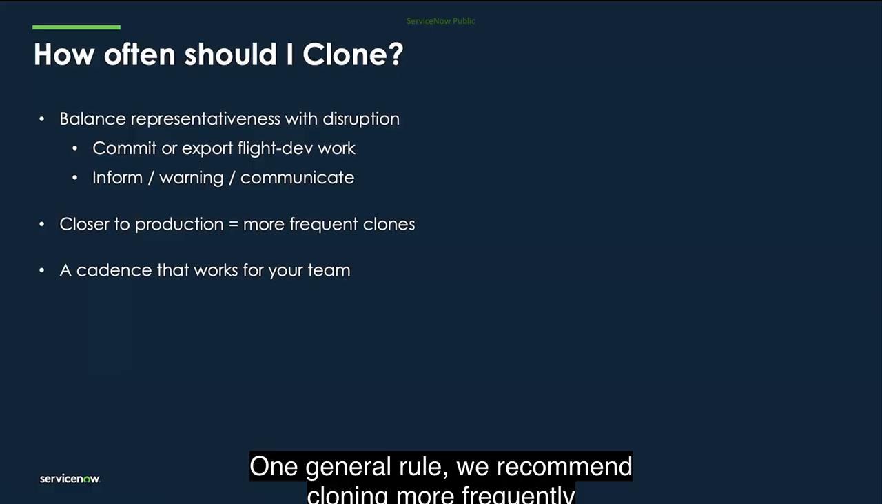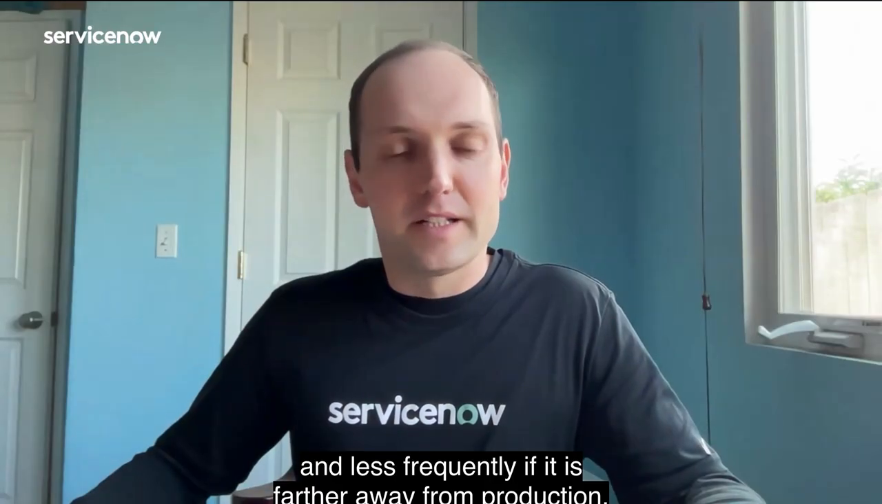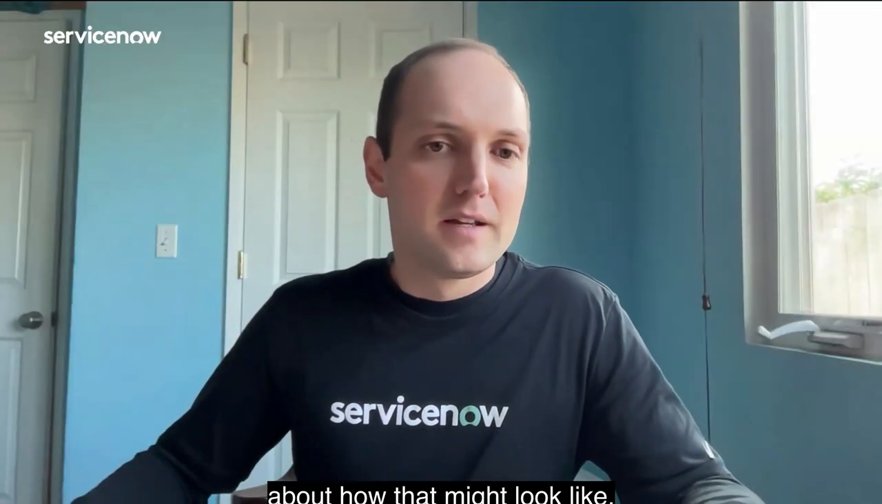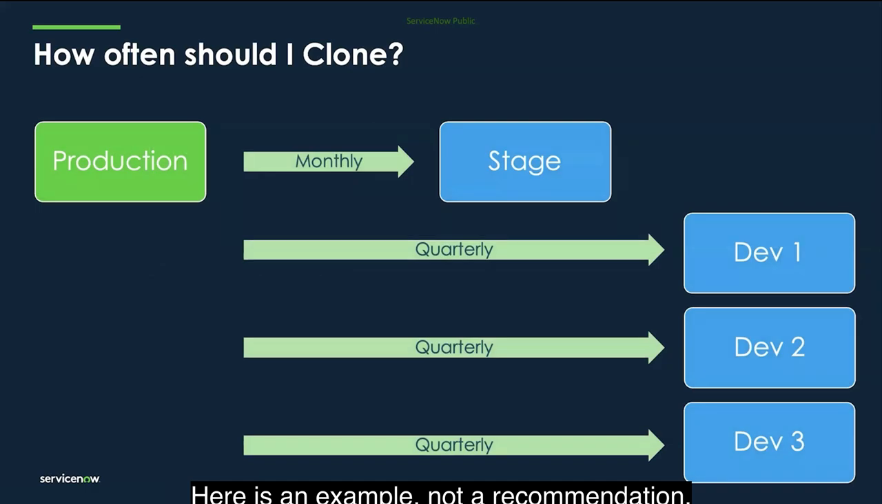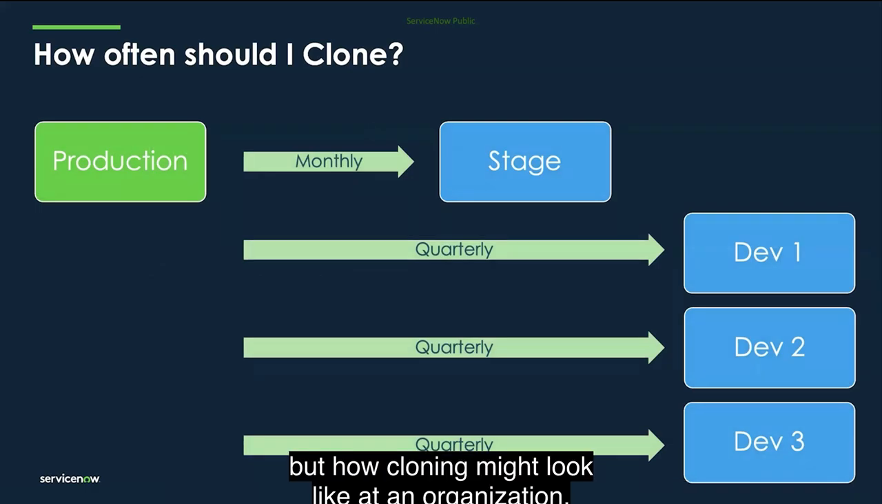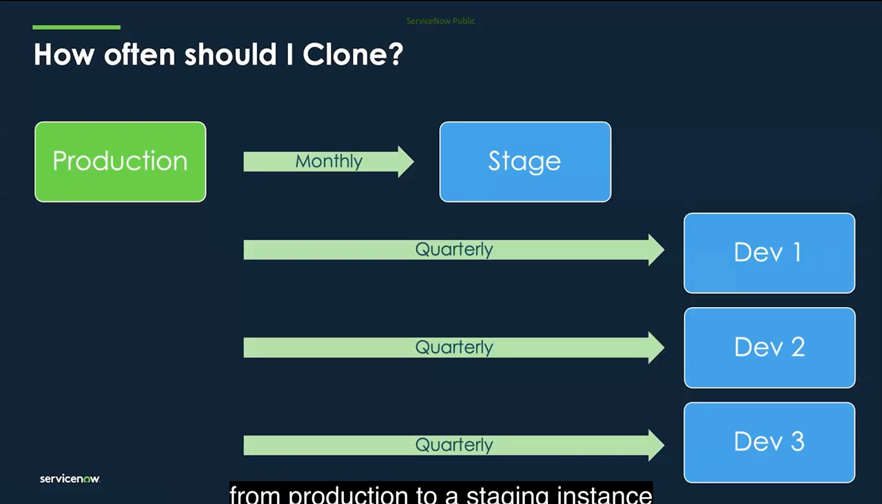One general rule, we recommend cloning more frequently if your instance is closer to production and less frequently if it is farther away from production. And we'll talk in just a second about how that might look. Ultimately, you have to find a cadence that works best for your team. Here is an example, not a recommendation, of how cloning might look at an organization. In this case, we're cloning on a monthly basis from production to a staging instance, and on a quarterly basis from production to development 1, 2, and 3.